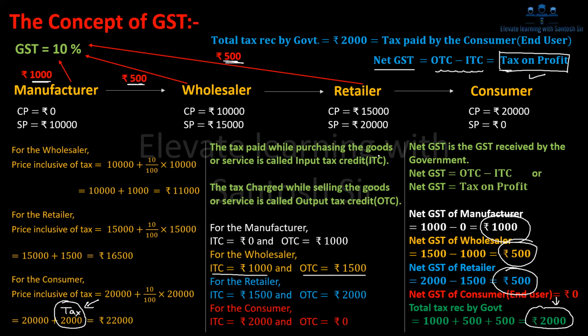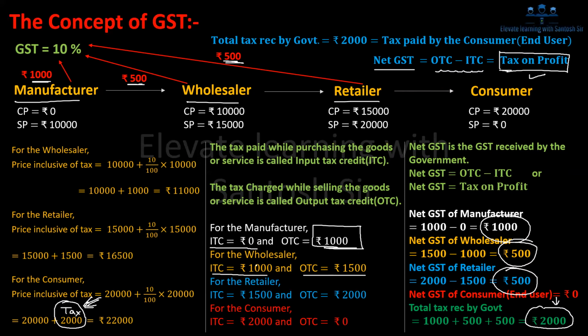One last thing I want to tell you is that these people in the chain, the manufacturer, the wholesaler, the retailer, are not paying anything from their pockets. It is only the consumer that pays the tax from his pocket. For example, for the manufacturer, input tax is 0 and output tax is 1000. This 1000 rupees that the manufacturer pays to the government was actually given to him by the wholesaler.